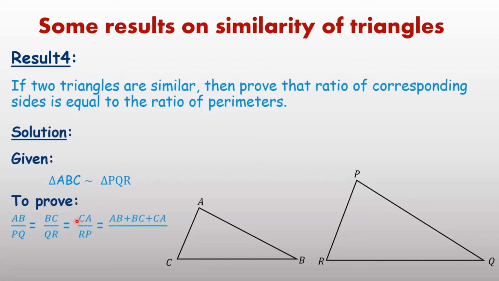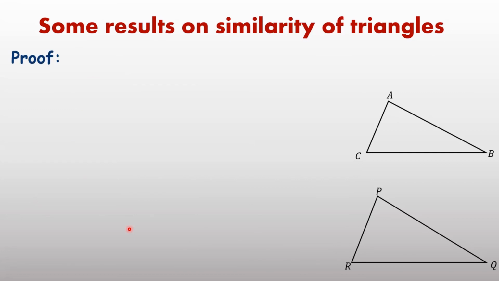Perimeter means the sum of the sides of a triangle. Perimeter of ABC we can write as AB plus BC plus CA. Perimeter of PQR means PQ plus QR plus RP. So the ratio of sides is the same as the ratio of perimeters. This result we have to prove. Now the proof. We start with the given part.